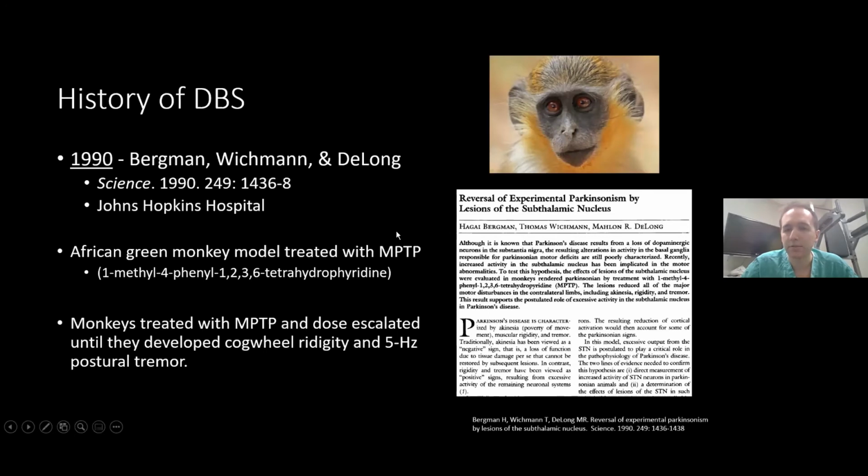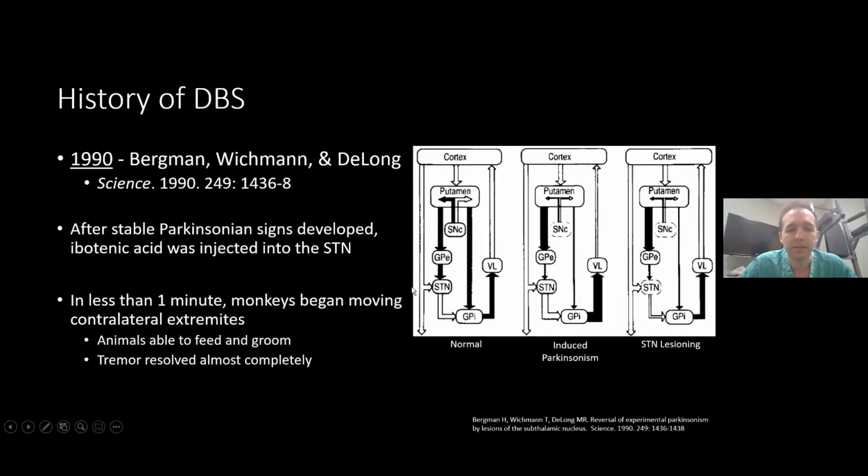And then in the 90s, we had the first inklings of the basic science foundations of what we do today, which is a study published in Science, where they induced Parkinson's in a series of African green monkeys with this substance, MPTP. And then they treated these monkeys until they were completely rigid. They couldn't move. They basically couldn't do anything. After they did this, they injected this substance, ibotenic acid, into the subthalamic nucleus. And within a minute, these monkeys started moving the opposite side. They were able to feed and groom. And then over the next couple of days, the tremors they had basically resolved completely. So they'd figured out that the subthalamic nucleus was a central fixture of the circuitry of Parkinson's disease.